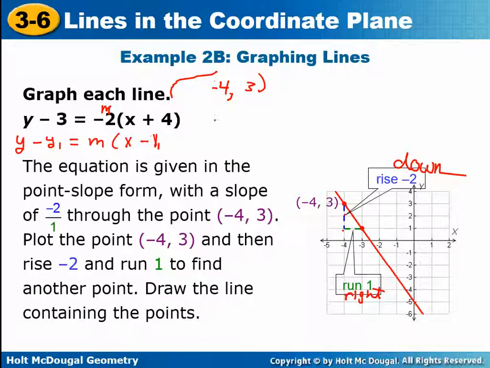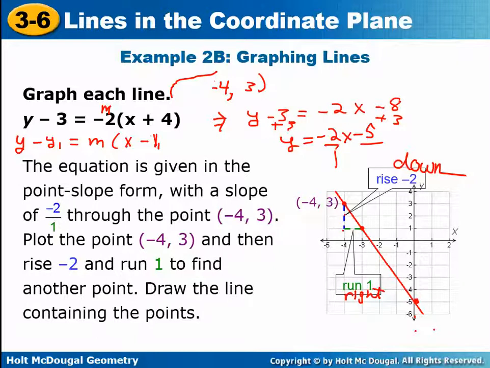It might be easier to turn this into slope-intercept form, and here's how you would do that. You would first simplify the right side by doing the distributive property. And then we would add the 3 to both sides to solve for y. Now, if I was going to graph that equation, I would start by putting the y-intercept at negative 5, and I'd put a point there. Then the slope is negative 2 over 1.